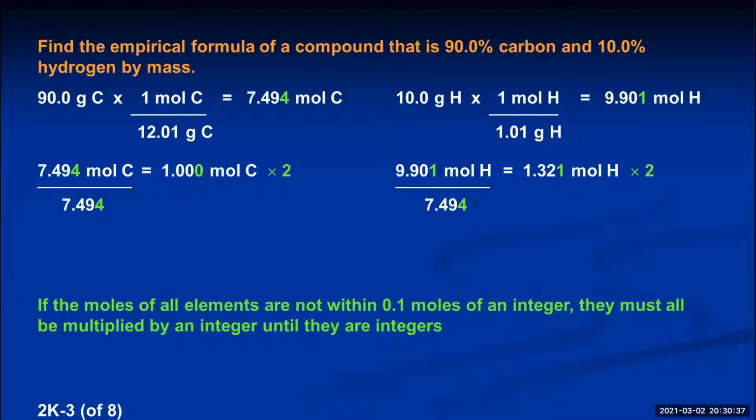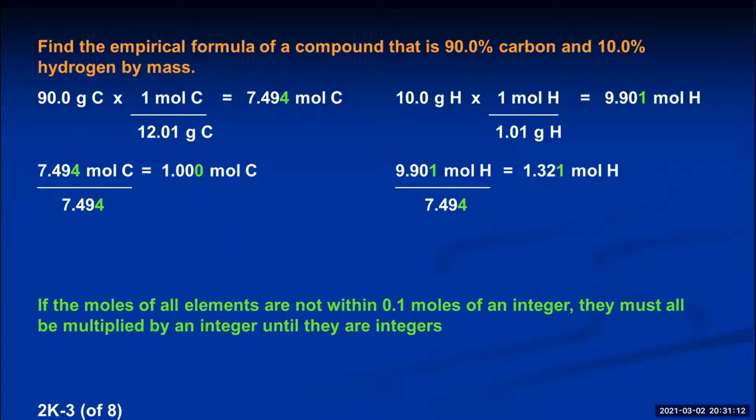So when we multiply both of those by 2, the carbon one you can do in your head. 1.000 times 2 is 2.000. The 1.321 times 2, if you work that out, comes out to be 2.64. Now, is this within a tenth of an integer? No, not yet. It would have had to be like 2.90 up to 3.10 if you were going to round that to 3. So this didn't work. Erase it. That was all wrong.